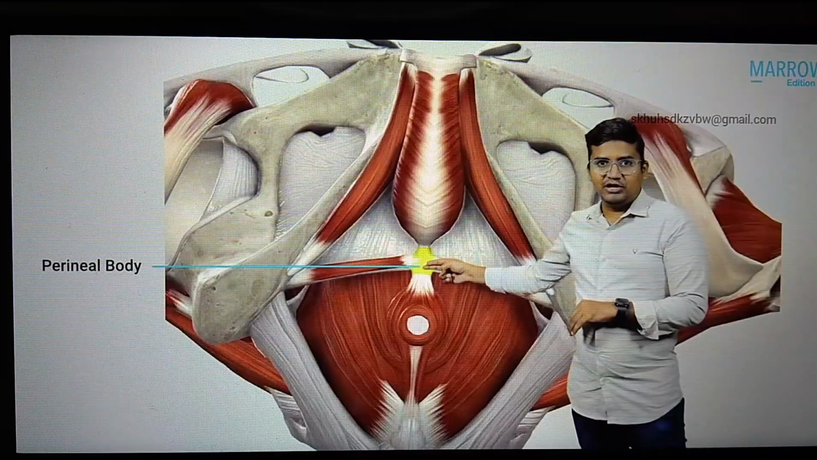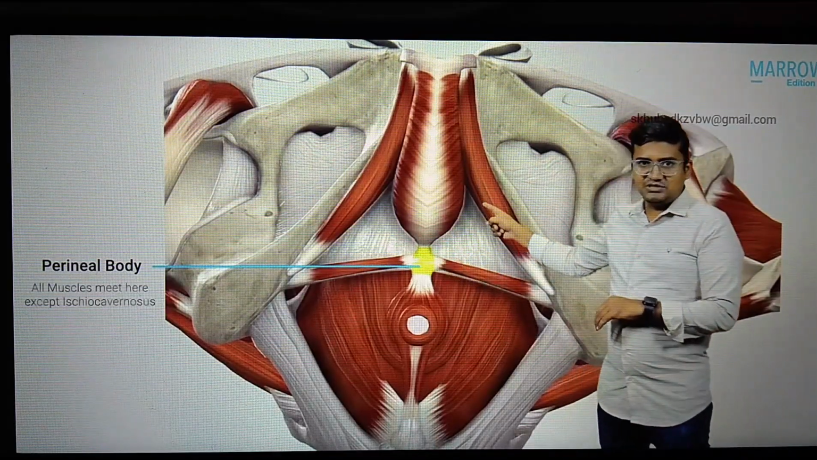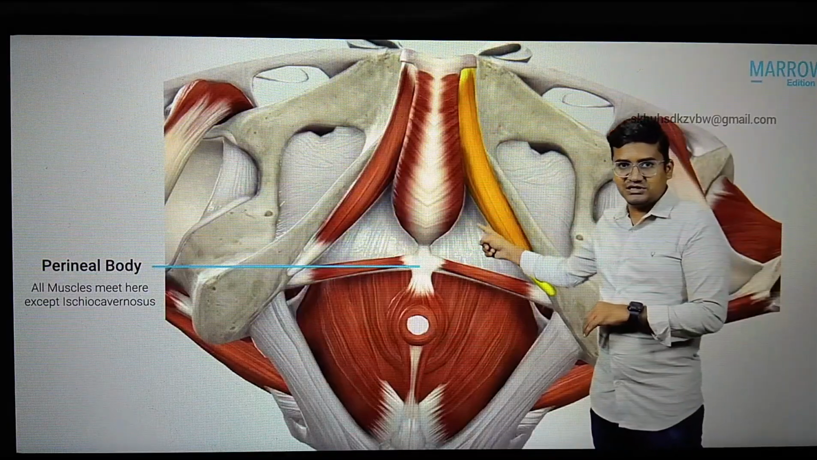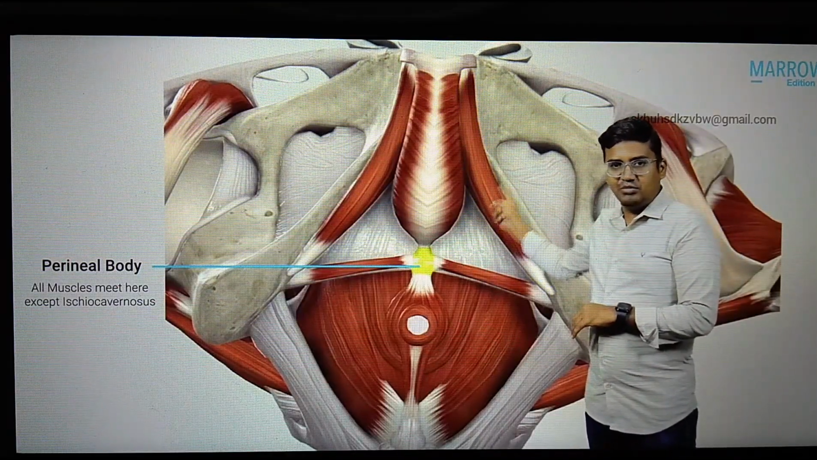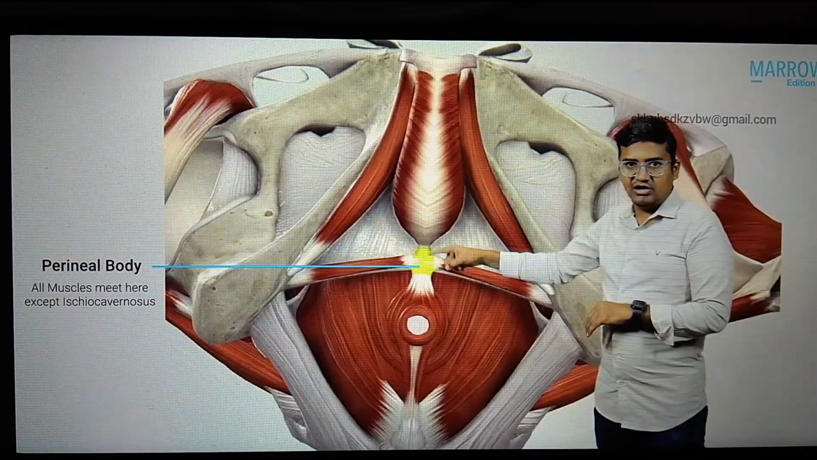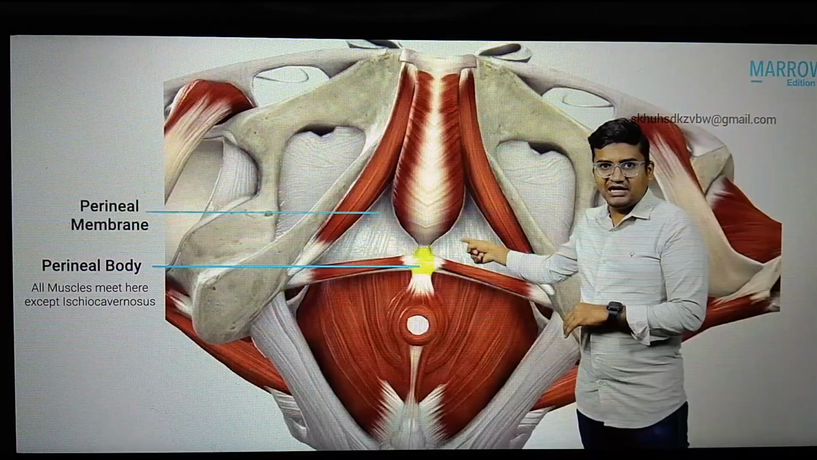Now, this is our perineal body. In the perineal body, almost all the muscles of the perineum will meet except this one, our ischiocavernosus muscle. The ischiocavernosus muscle is not meeting at the perineal body. Very important point. All the other muscles will meet. Now, can you see the membrane here? The white membrane, that is our perineal membrane.